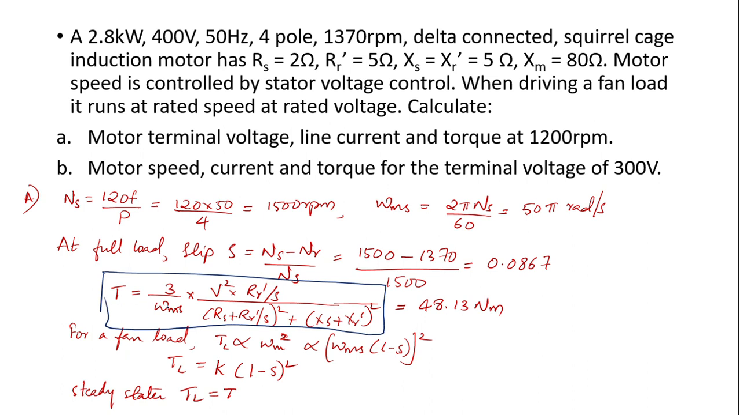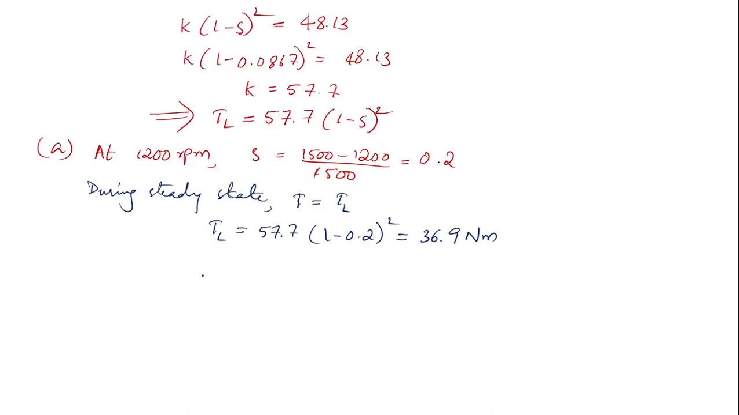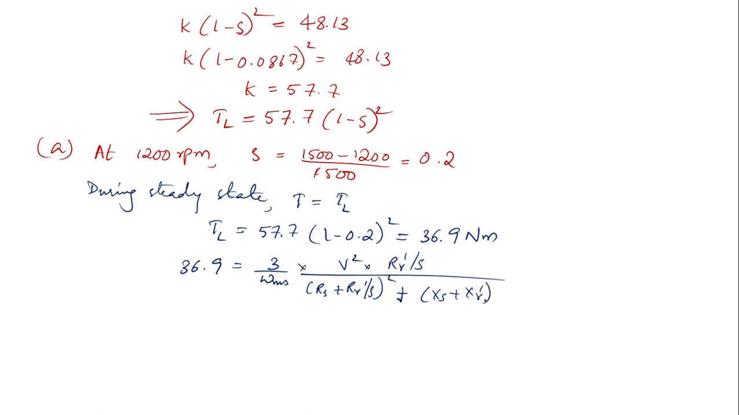Here you know all of the values except for the terminal voltage, so you can do the substitutions. 36.9 is equal to your equation, that is 3 by omega ms into V square into RR dash by S divided by (RS plus RR dash by S) square plus (XS plus XR dash) square.